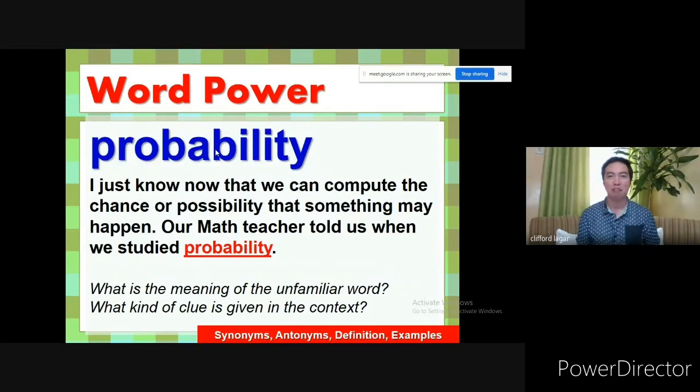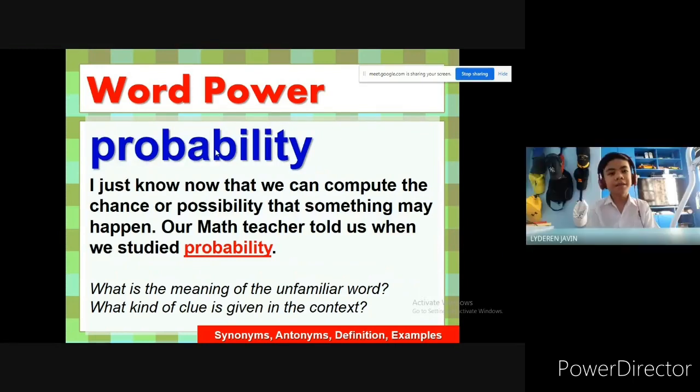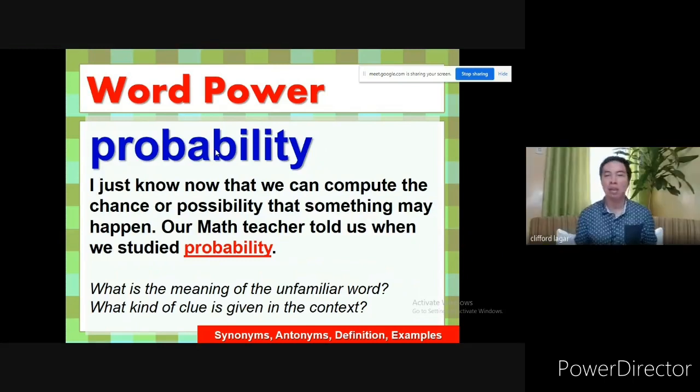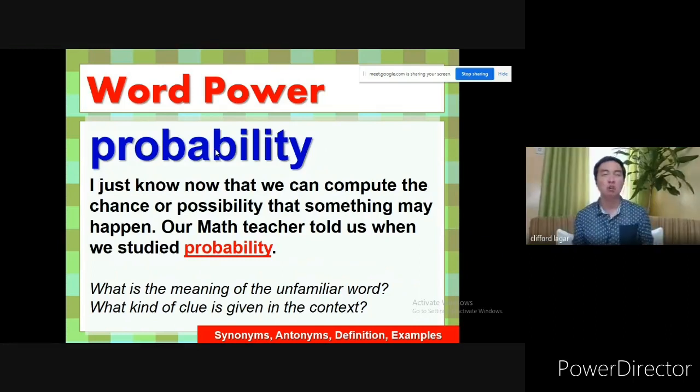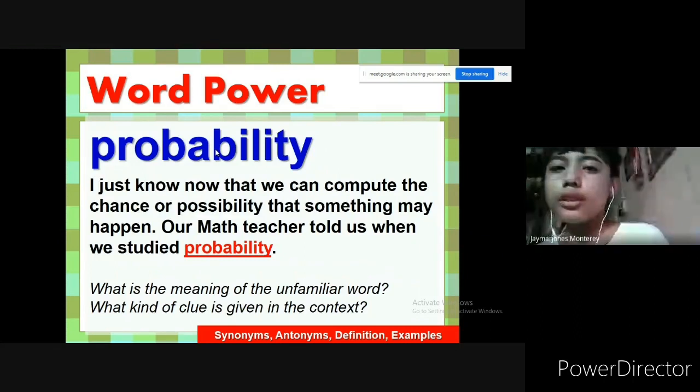Now let's have number 4, unfamiliar word. So please repeat after me. Probability. Probability. Probability. Again, please. Probability. Okay. Jones, please read the sentence. I just know now that we can compute the chance or possibility that something may happen. Our math teacher told us when we studied probability.